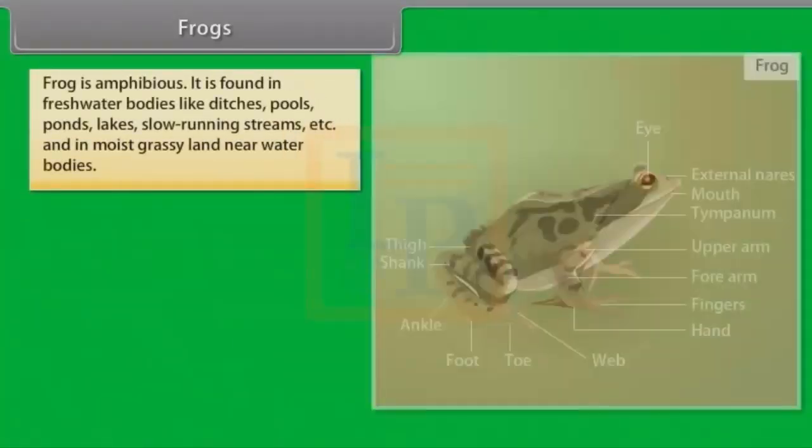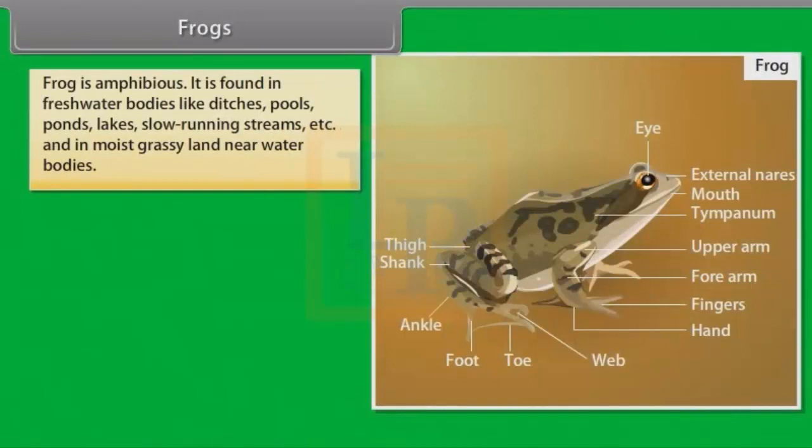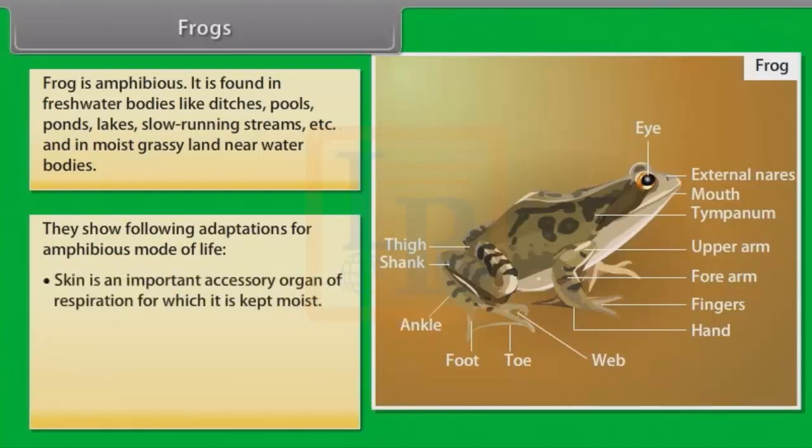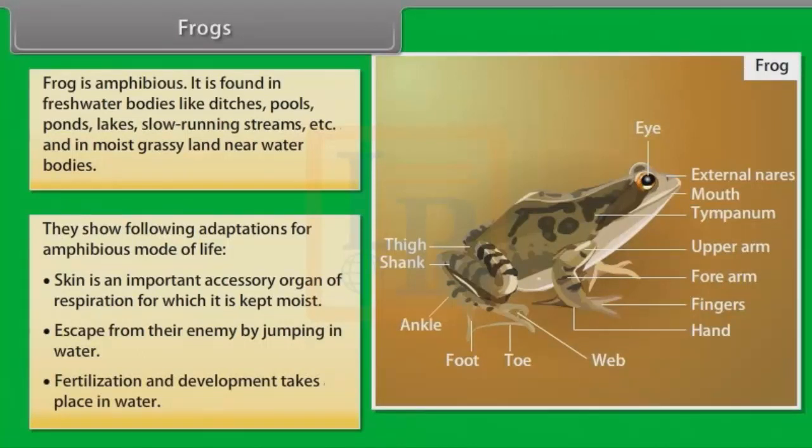Frogs. Frog is amphibious. It is found in freshwater bodies like ditches, pools, ponds, lakes, slow-running streams, etc., and in moist grassy land near water bodies. They show the following adaptations for amphibious mode of life. Skin is an important accessory organ of respiration, for which it is kept moist. They escape from their enemy by jumping in water. Fertilization and development take place in water.